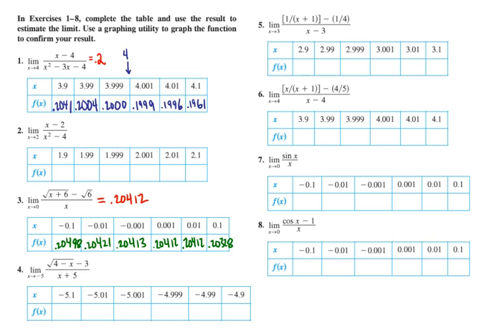Now this time, assuming we have time in the 5 minutes we have here, the instructions say at the end, use a graphing utility to graph the function to confirm your result. And we'll try at the end not only to use the table function but also to use the graphing function to see if we can get a visual confirmation as well.